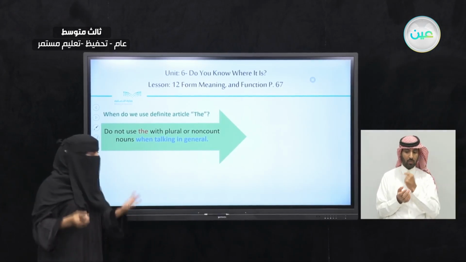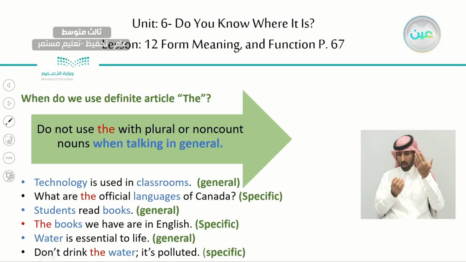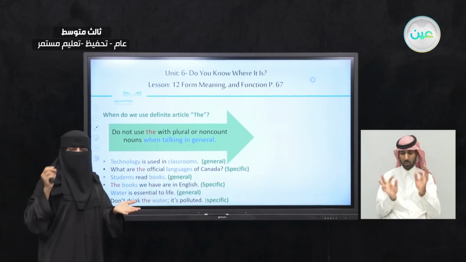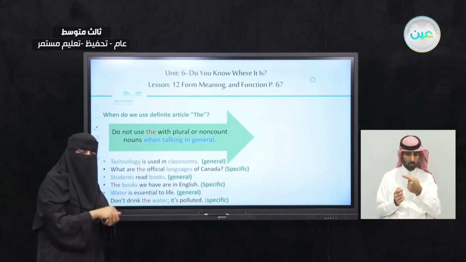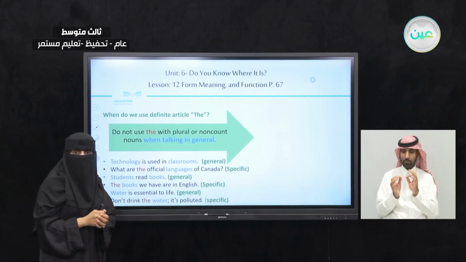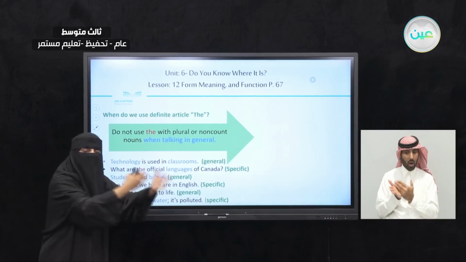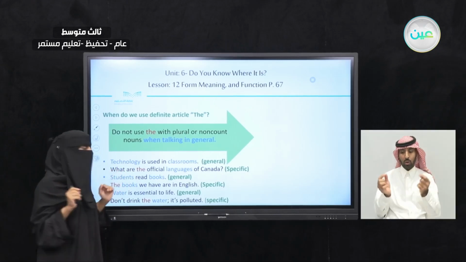Like, for example, we have this example. Technology is used in classrooms. This is general. I'm talking about all types of technology, right? I'm talking about classrooms, all classrooms. Am I talking about a specific type of technology? A specific kind of classroom? No, I'm talking in general. Okay? But if you introduce the topic again in the second sentence, you can add the. But if you're talking in general now, you don't use the.